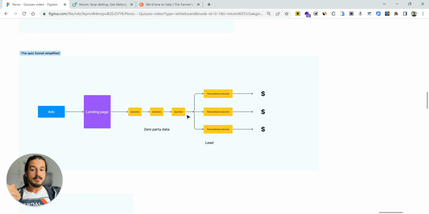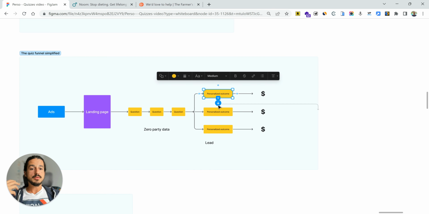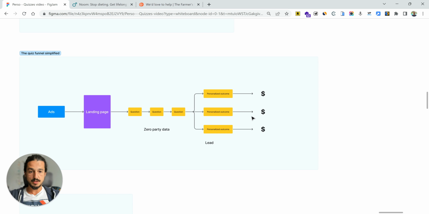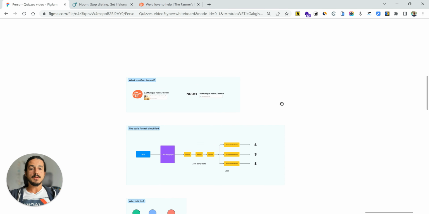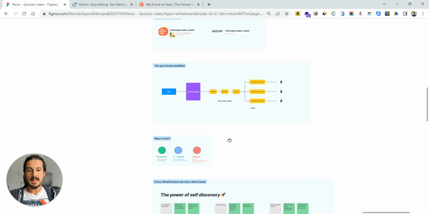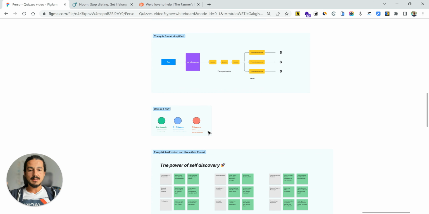Then, after we have asked a bunch of questions, and we now know what the customer wants, we are going to give them a personalized outcome. And from this outcome, the customer can finally purchase. So, as you can see, it's a little bit more elaborate and maybe a little bit more complex to set up than a normal e-commerce funnel, but it's definitely worth it. So now, let's look at who it is for.